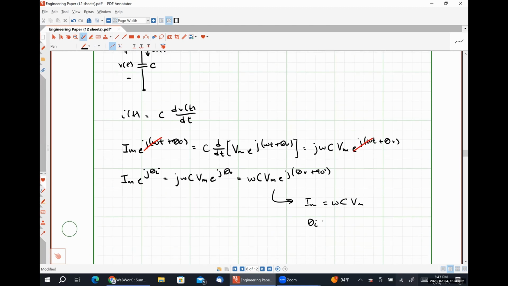I can also see that theta I will be equal to theta v plus 90 degrees, which means our current leads our voltage by 90 degrees, always, always, always for a capacitor. I can express these exponential form complex numbers as polar complex numbers. So that's going to be Im angle theta I equal to j omega C times Vm angle theta v, which means I have phasor current I is equal to j omega C times phasor voltage V. So those are my relationships for a capacitor.